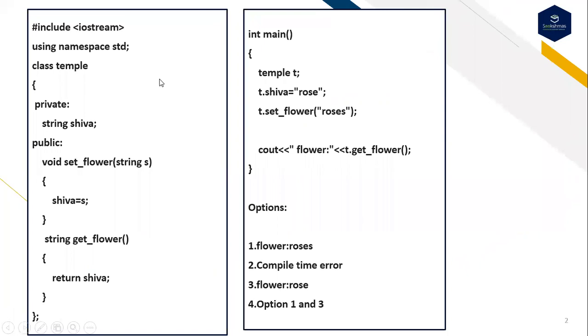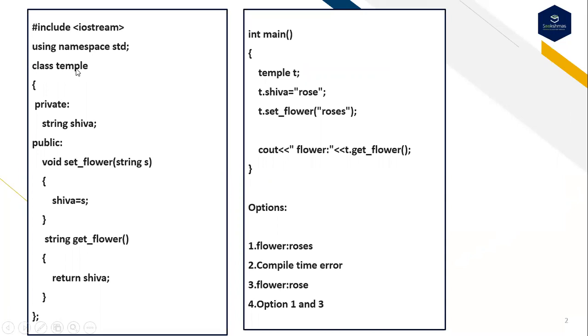This question belongs to C++. Here is a class Temple, and in the private section you have a variable of type string. You have a user defined one-argument function, and also a zero-argument function called getFlower. The return type is string. This function returns a string value, and this function receives the value from main. Execution of the program begins from main.